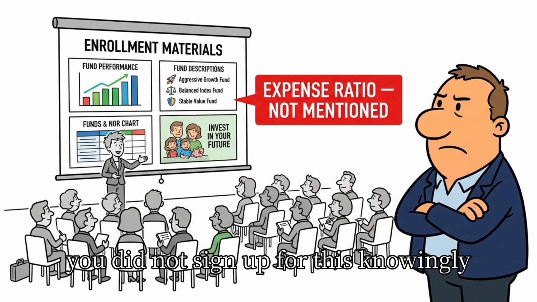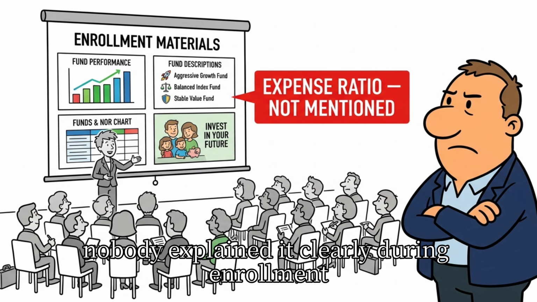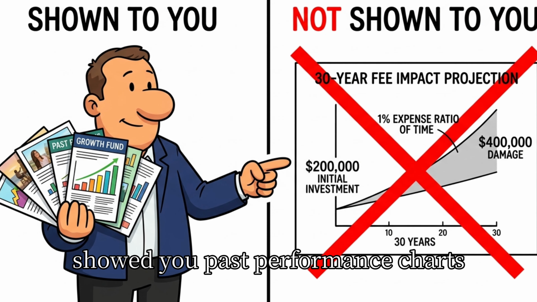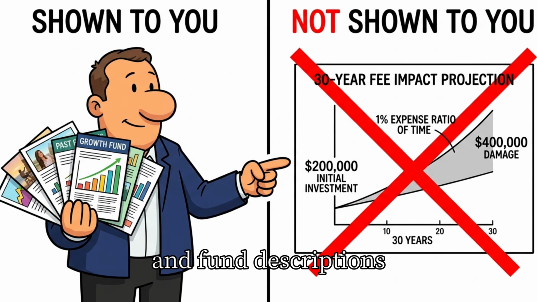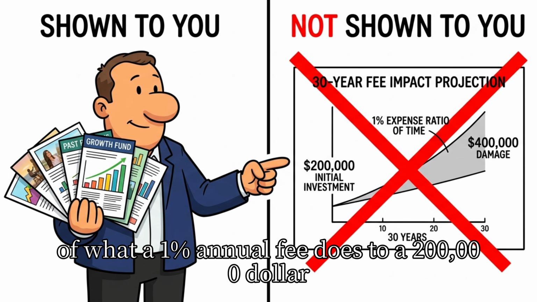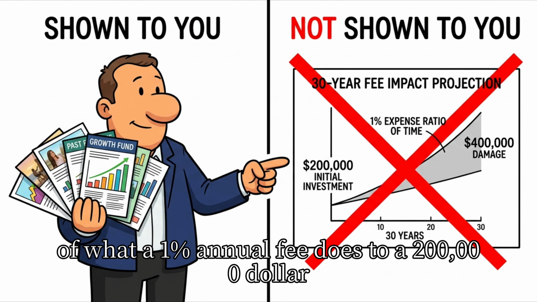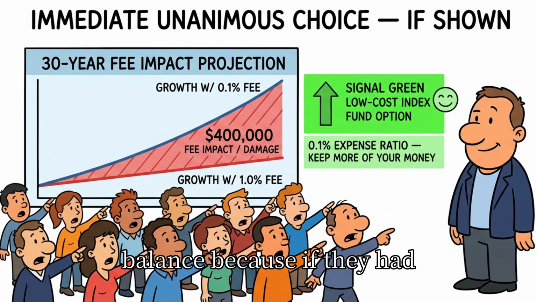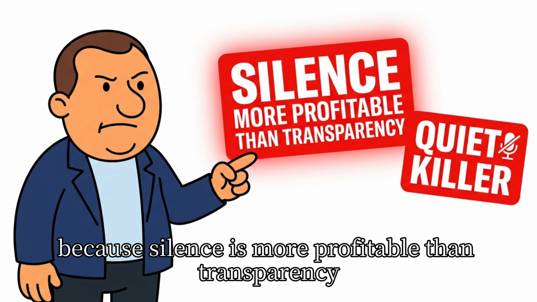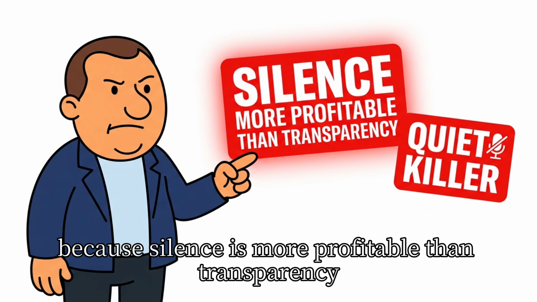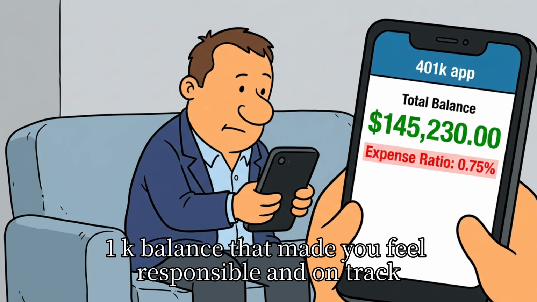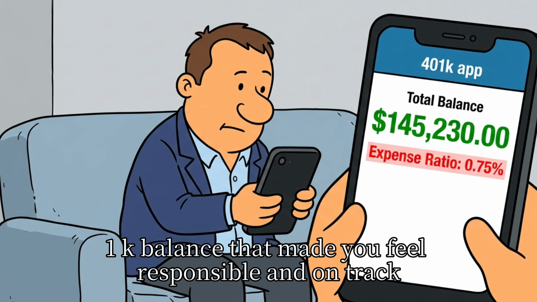You did not sign up for this knowingly. Nobody explained it clearly during enrollment. The enrollment materials showed you past performance charts and fund descriptions. They did not show you a 30-year projection of what a 1% annual fee does to a $200,000 balance, because if they had, and that is the thing about the quiet killer, it is quiet because silence is more profitable than transparency.